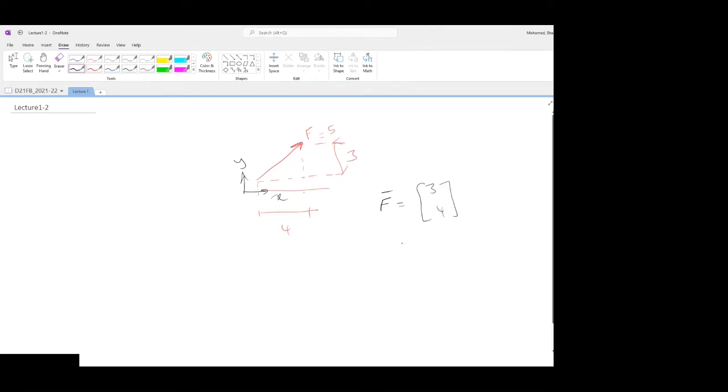Now, if you calculate the magnitude of this vector, it is going to be the square root of the sum of the squares. So it's 3 squared plus 4 squared, which is equal to 9 plus 16. And this is going to be the square root of 25, and this is going to be 5. Now rotate the x and the y in some angle. I'm going to call it x bar and y bar. You are going to get a different projection.